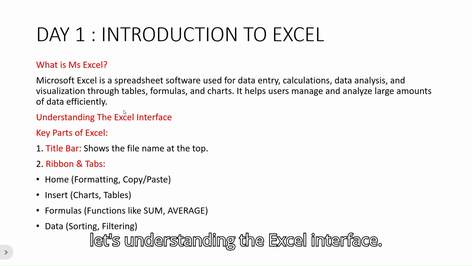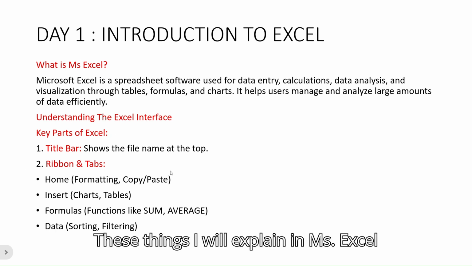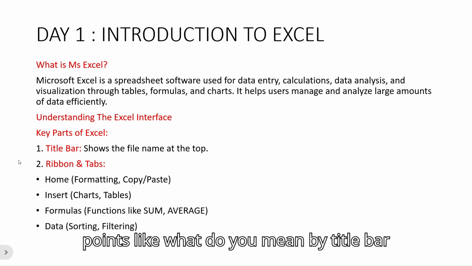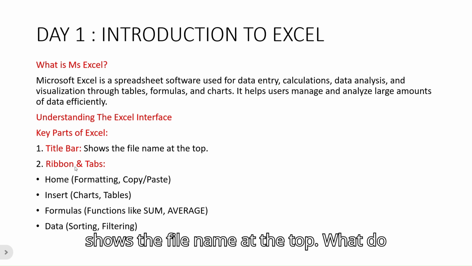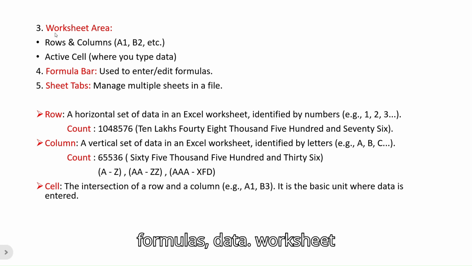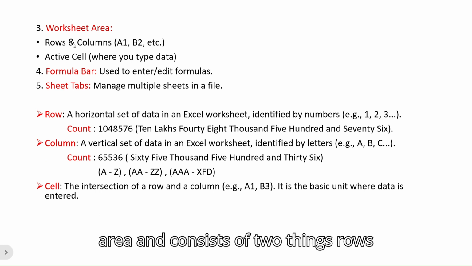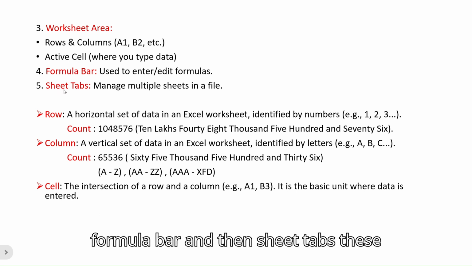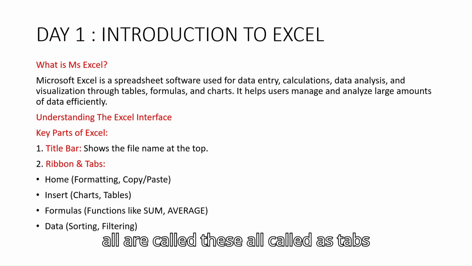So let's understand the Excel interface. These things I will explain in MS Excel, but as of now I'm explaining the points. What do you mean by title bar? It shows the file name at the top. What do you mean by ribbon and tabs? Tabs like Home, Insert, Formulas, Data, then the worksheet area, which consists of rows and columns, and then the formula bar, and then sheet tabs. These are all called tabs.